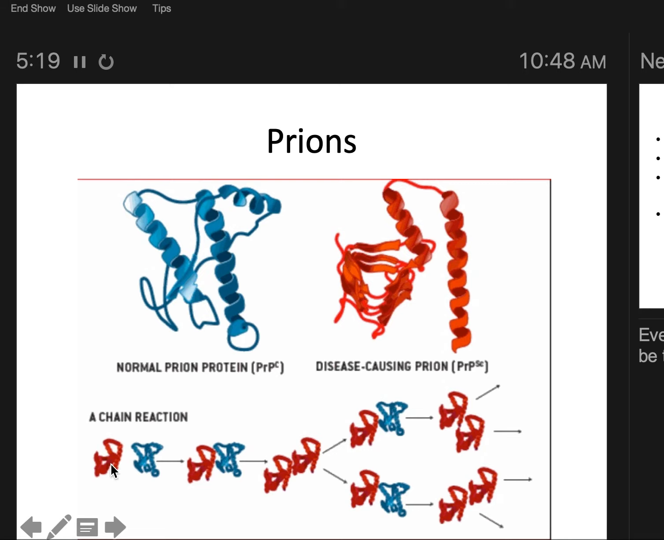So it's acting as an enzyme. It's catalyzing a reaction. When these two come in contact, the disease-causing prion will attach to the normal prion protein and change it, misfold it into another disease-causing prion. Now you've got two disease-causing prions, which each go off and convert more, and then you've got four, so you still have that exponential growth pattern.